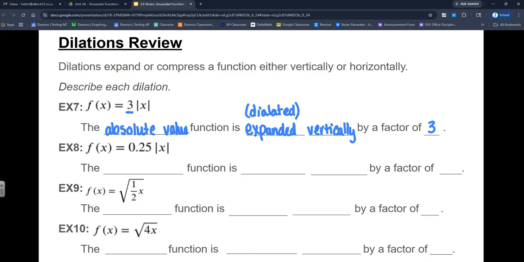For 8, we see that we have the number 0.25. And so this is still an absolute value function.